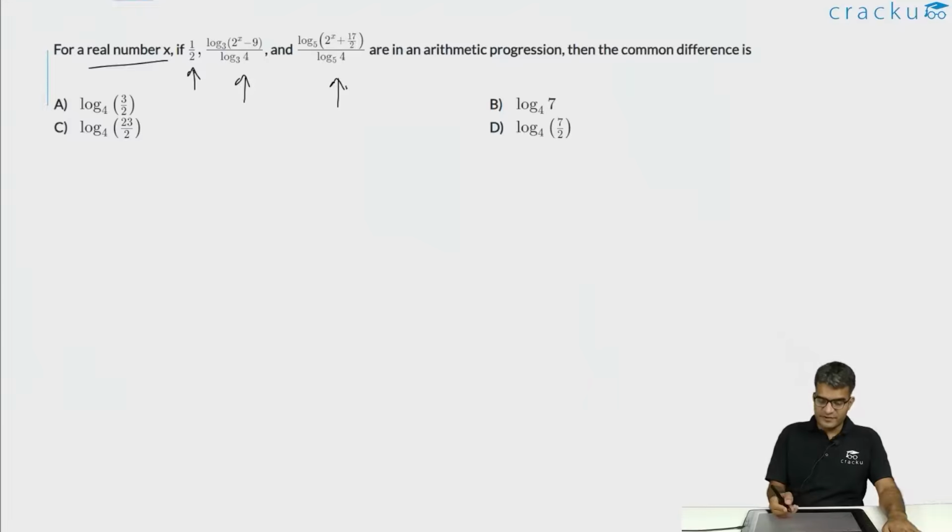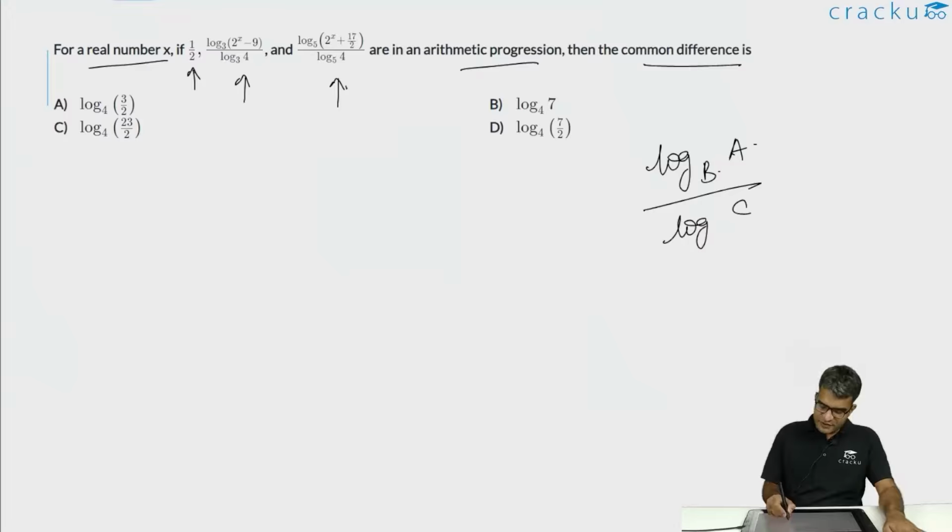To solve this question, the first step that you need to know is the formula that log of a to the base b divided by log of c to the base b is equal to log of a to the base c.